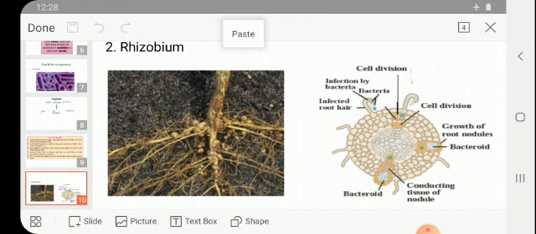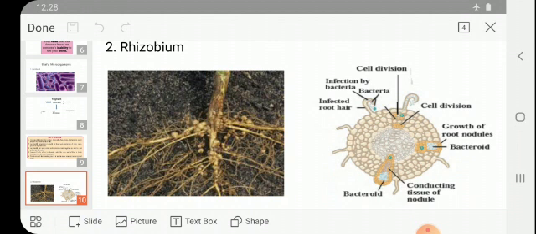Rhizobium is a symbiotic bacteria. You know, symbiotic relationship means if one is benefited by the other, both are benefited by each other. If one is giving something, the other is also giving something. That is called mutually beneficial. That is called a symbiotic relationship.